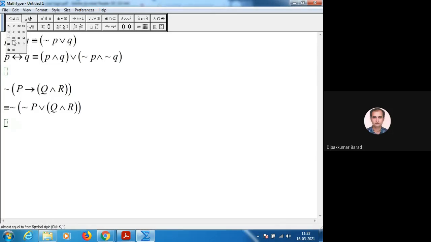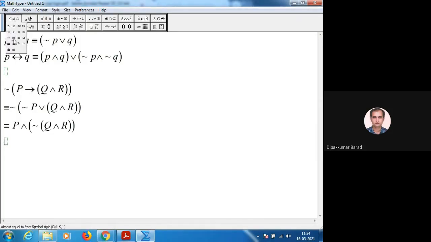Now we have this negation outside, not P or Q and R. If we apply this negation, according to De Morgan's law, what I get is capital P, and instead of or I get and, and then the negation, which I write in brackets, negation of Q and R. So this is a disjunctive normal form, which is nothing but the sum of elementary products, and I have to convert into this form.